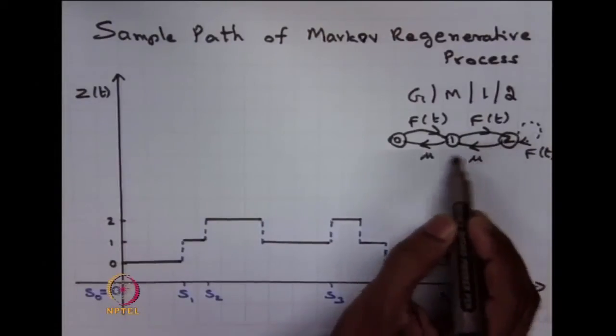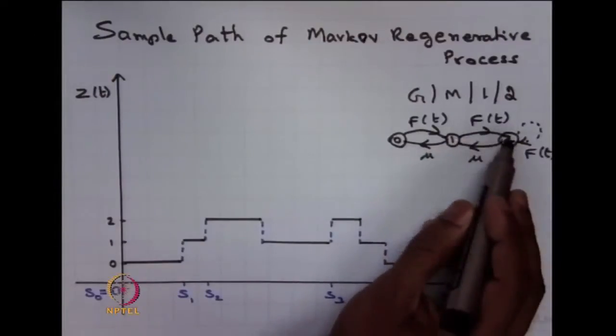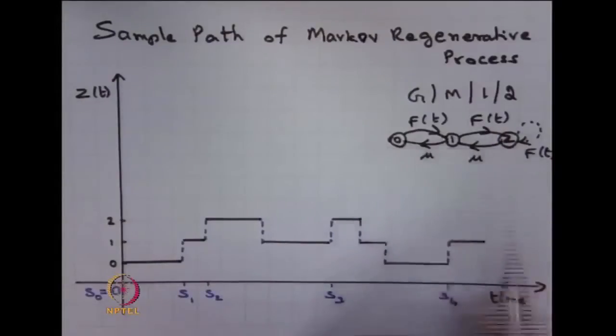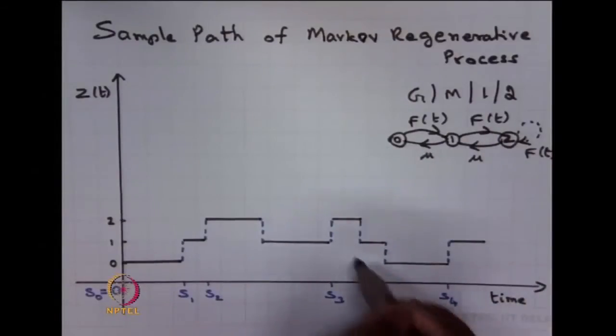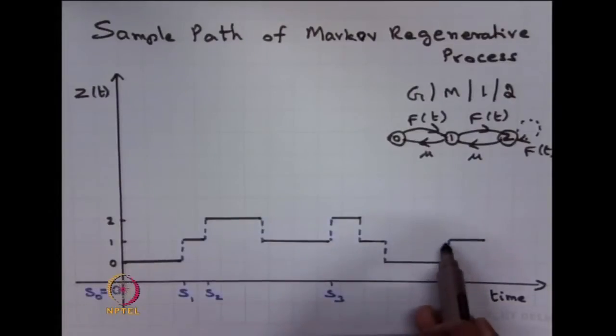First customer service completion, system state is 1. Then the third arrival, now the system state is 2. Then the service completion, therefore it goes to 1. One more service completion, therefore the system goes to the state 0. Then the arrival S4.